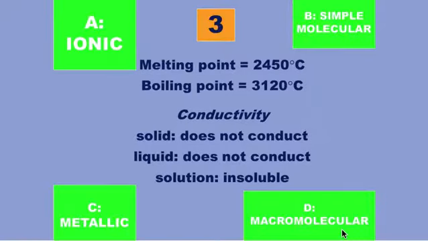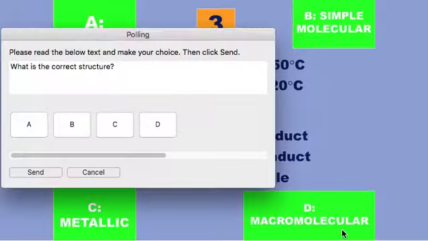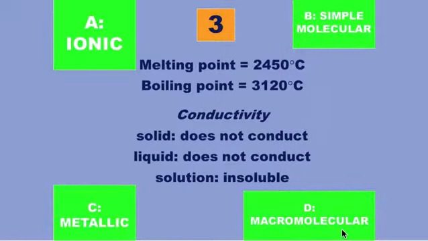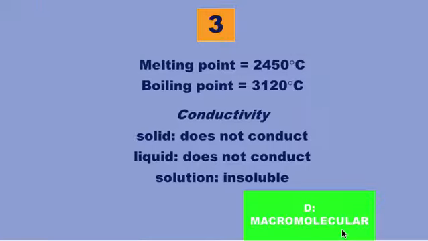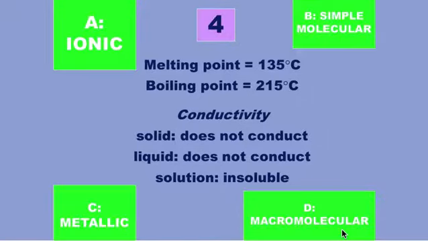We'll try the next one then. The properties are given there. So you've got your properties as they appear on the screen. So the answer is in. Yeah, we have a high melting point, high boiling point, non-conductor, insoluble. Clearly that's going to be a macromolecule. One or two more.